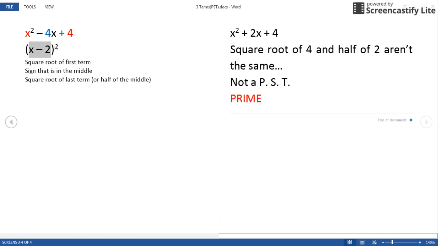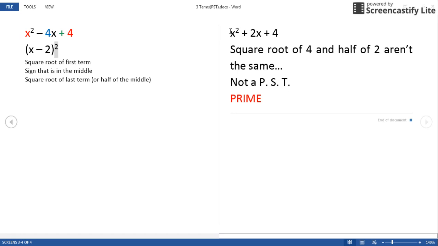This binomial needs to be squared for us to end up with something that is equivalent to the perfect square trinomial that we started with. Remember, we should be able to multiply this back out and get back where we came from, so that square is necessary for us to be able to do it.